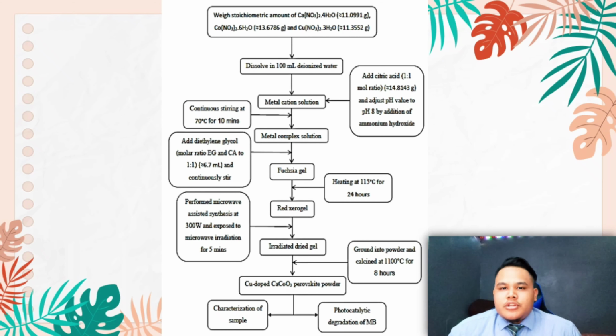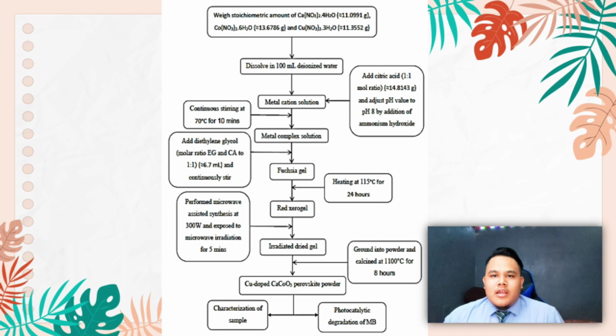The mixture was continuously stirred at 70 degrees Celsius for 10 minutes. After that, diethylene glycol was added into the mixture with a molar ratio between diethylene glycol and citric acid of about 1 to 1. The mixed solution will be stirred continuously until a gel is formed, and this precursor gel will be heated to dry at 115 degrees Celsius for 24 hours in an oven, and a dried gel will be produced.